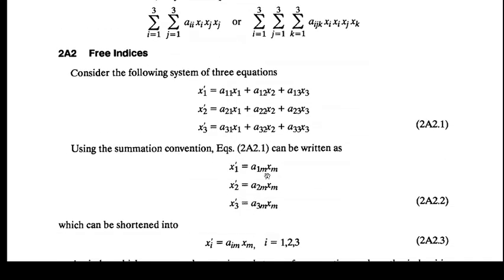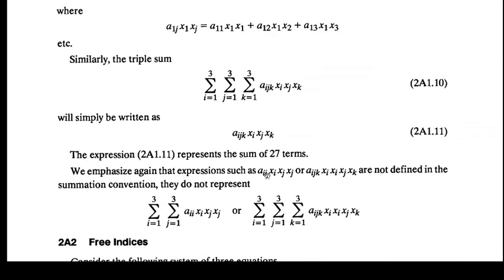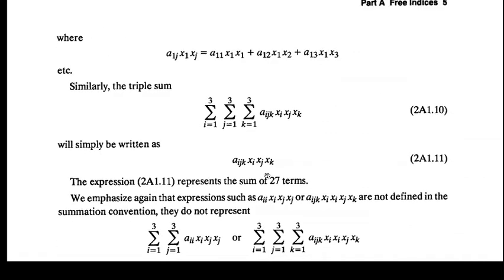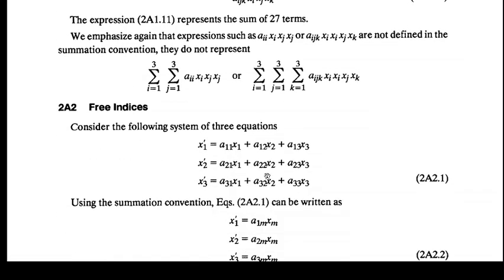No free indices. This is about the dummy index, an index which is appearing two times. Appearing two times is the dummy index, and there is summation on that index. Simple definition of dummy index: an index appearing two times in one term of the equation is called a dummy index, and there is summation on that dummy index. Nothing else. Simple definition. No free indices.